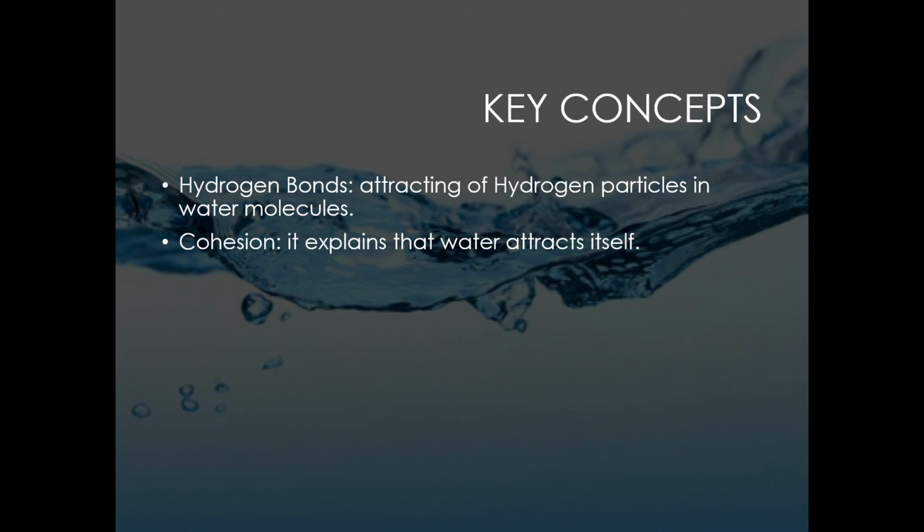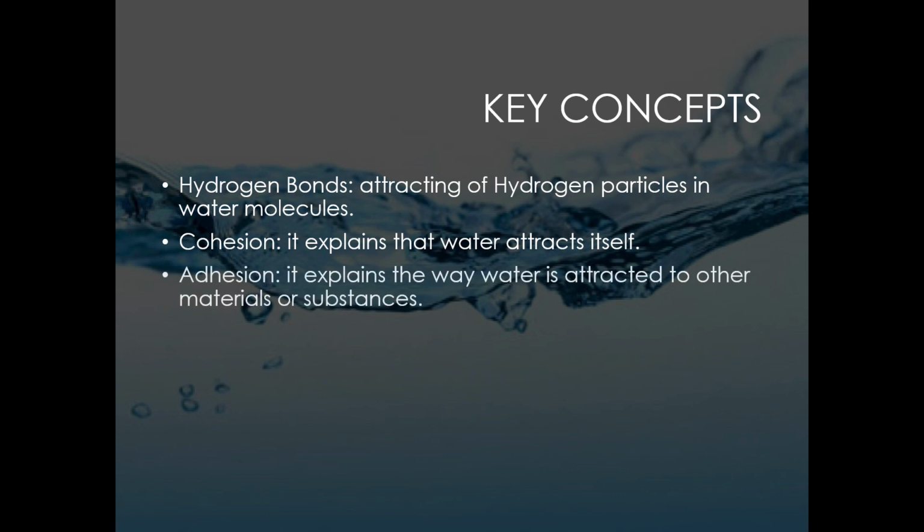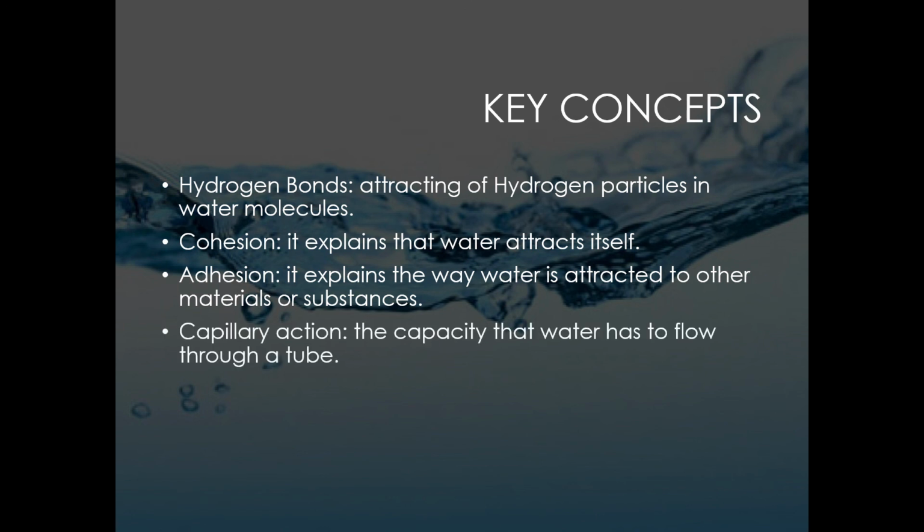We have cohesion, which is the principle that explains that water attracts itself. If you put some water on your table, you will notice that the water particles are going to attract other water particles. That is what we know as cohesion. We also have adhesion. It explains the way water is attracted to other materials or substances. Let's suppose that you put some water on a sponge, for example. Then you will notice that the sponge will totally absorb water. That is the analysis that we're getting: how much water is going to be attracted to other materials.